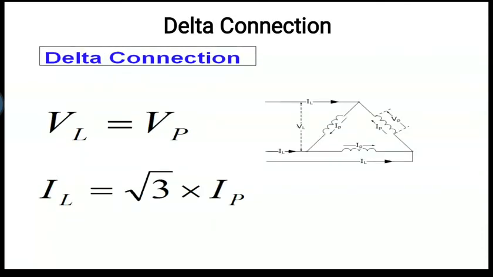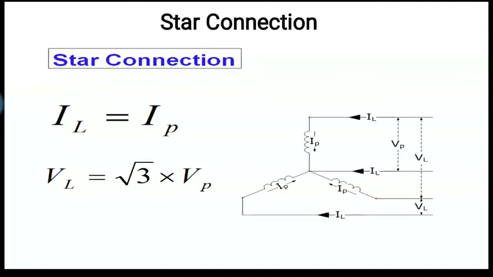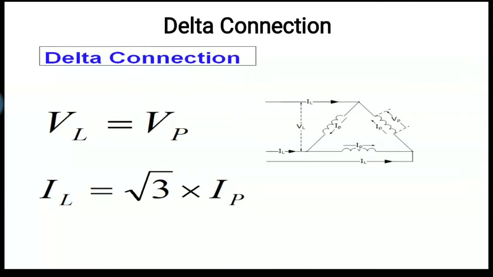In a delta connection, IL is equal to root 3 into IPH, and in a star connection we have to replace I by V. VL is equal to root 3 into VP. Okay, so these formulas are very important from the exam point of view. Sometimes they ask only the relation between line current, line voltage and phase voltage for star and delta connection. You just have to write these 4 lines and you will get 4 marks.